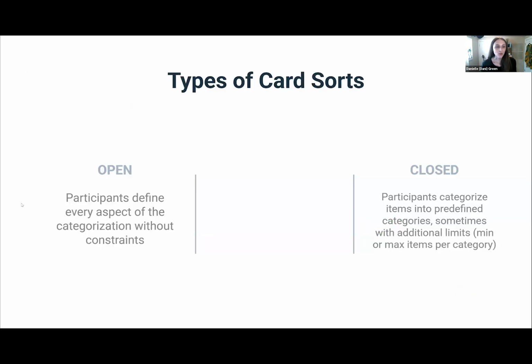Okay, so types of card sorting. Card sorting is exactly what you think it is. People have a bunch of items and they're sorting them into categories. And as a researcher or a designer, you're just taking that data and doing something with it. There are different types of card sorts.